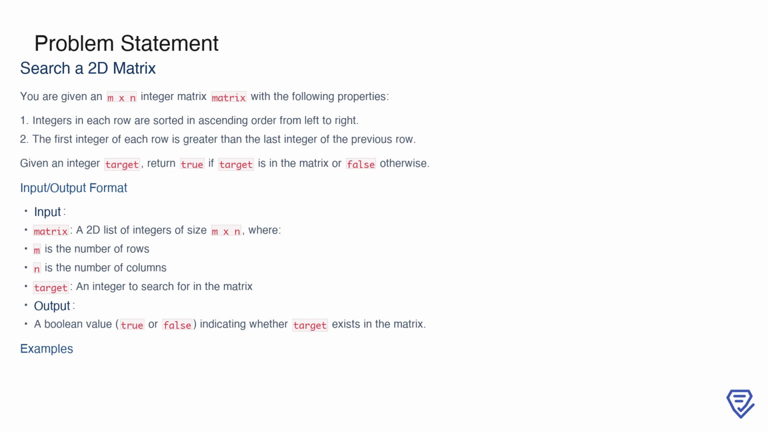Your job is to determine if the given target exists in the matrix. If it does, you return true, otherwise, you return false. The input consists of the matrix, which is a list of lists with m rows and n columns, and the target, which is the integer we are searching for. The output is a Boolean value indicating whether the target is found in the matrix.